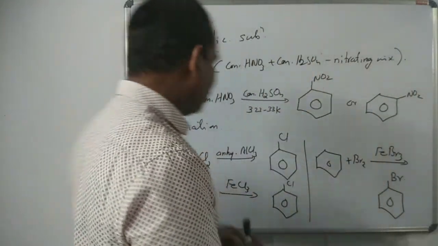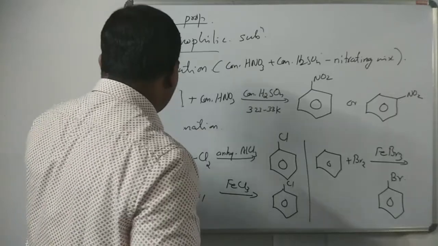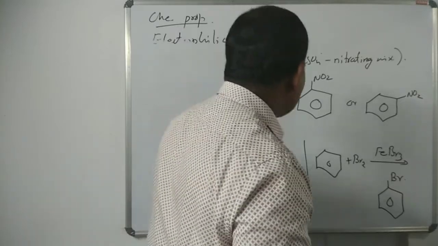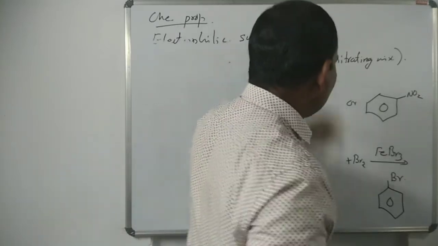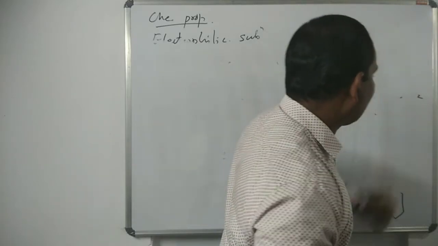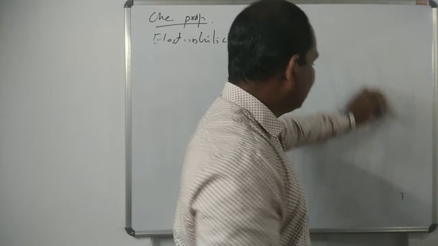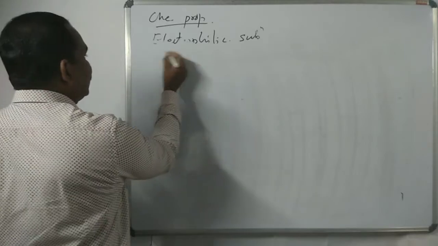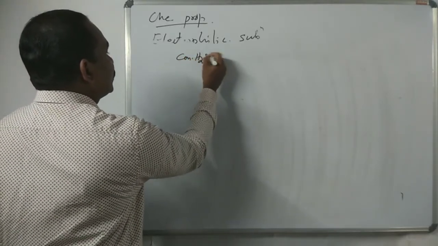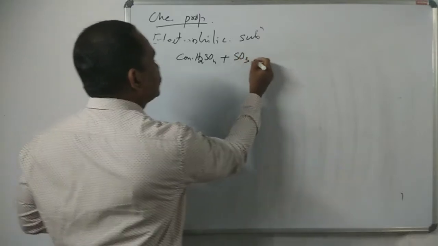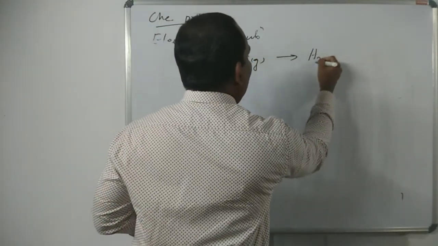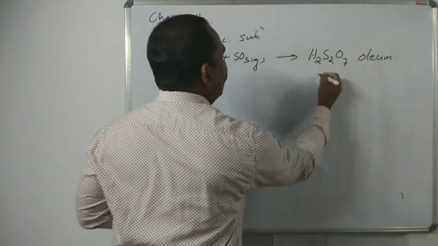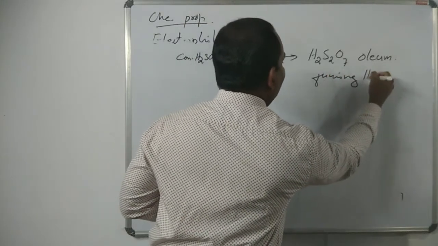Next is sulfonation. Concentrated sulfuric acid plus SO3 gas is called oleum or fuming sulfuric acid. Concentrated sulfuric acid with dissolved SO3 is called fuming sulfuric acid. Con H2SO4 plus SO3 gas will give H2S2O7, called oleum or fuming sulfuric acid.